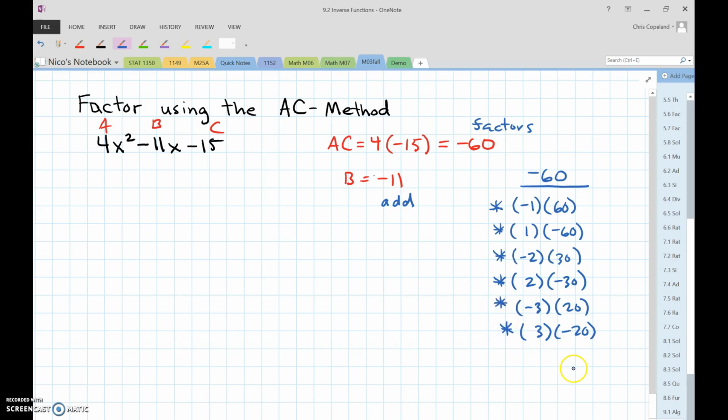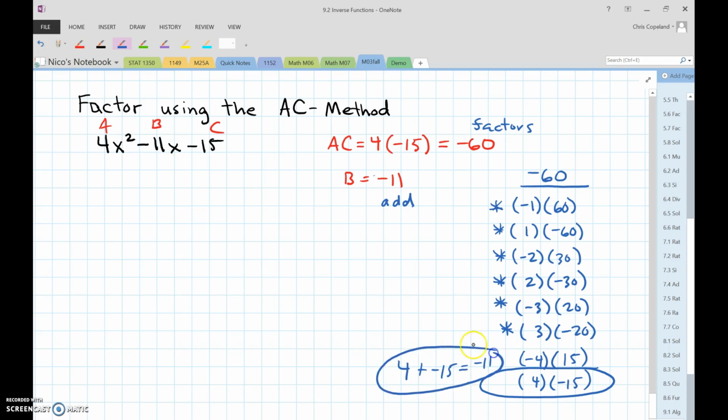So let's see, how about negative 4 times 15 and 4 times negative 15. Okay, well this one here, if you multiply those together, that gives you negative 60, and 4 plus negative 15 gives me negative 11. So these are the factors that we want.